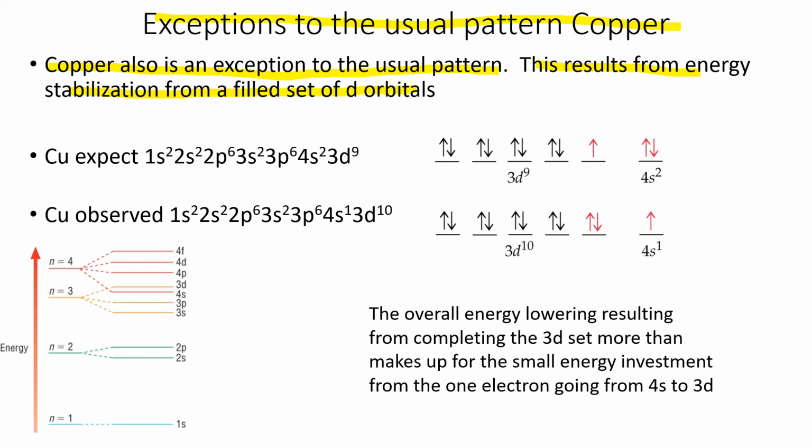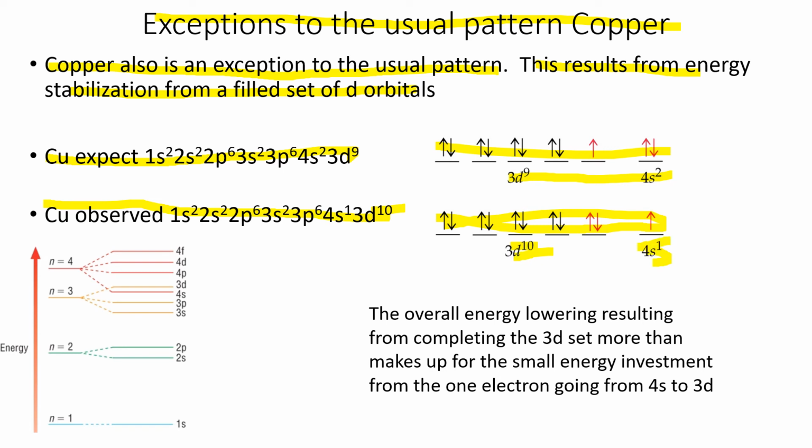So for copper, what you would expect if you were to write out the electron configuration for copper: 1s2, 2s2, 2p6, 3s2, 3p6, 4s2, 3d9. That's what you would expect. You see the orbital diagram on the right. What you actually get for copper is 1s2, 2s2, 2p6, 3s2, 3p6, 4s1, 3d10. Orbital diagram on the right that shows that.